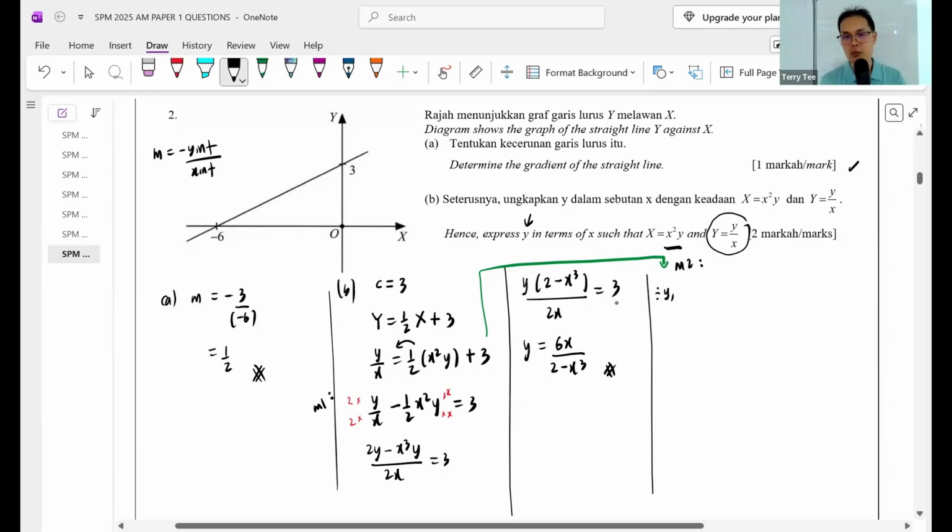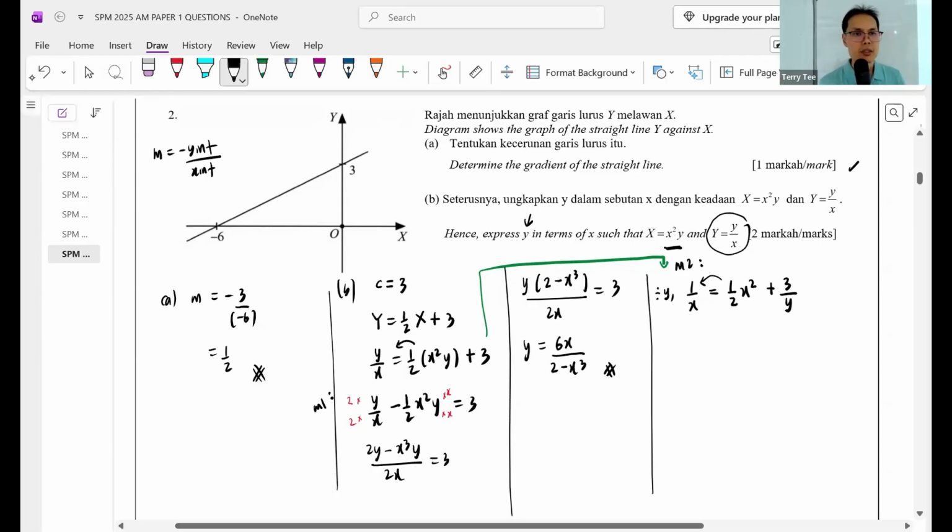So I do a bit slower. When you divide by y, what happened to the first one? 1 over x. When you divide by y, second term, you get what? Half x squared. Third one, what do you have? 3 over y. Are you okay with this or not? Okay. Next, you can bring this over and combine it as the same fraction.